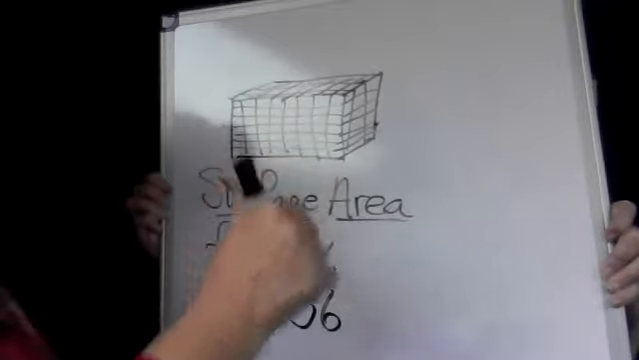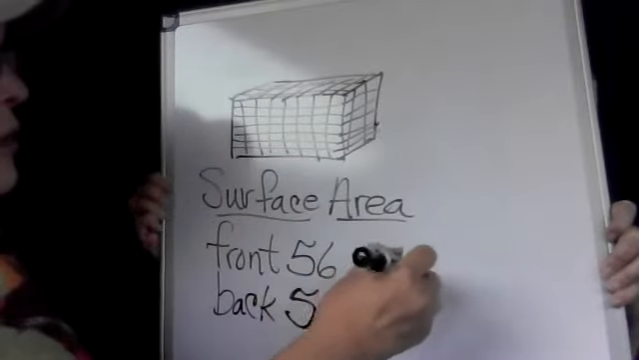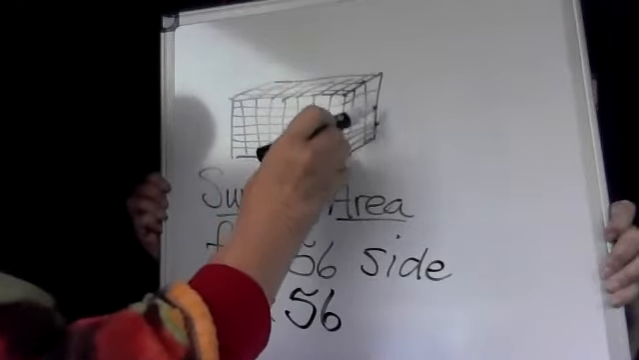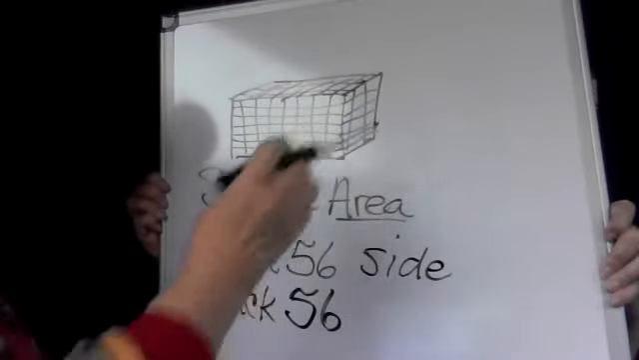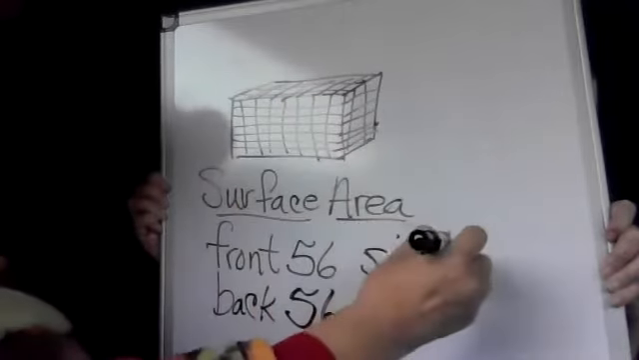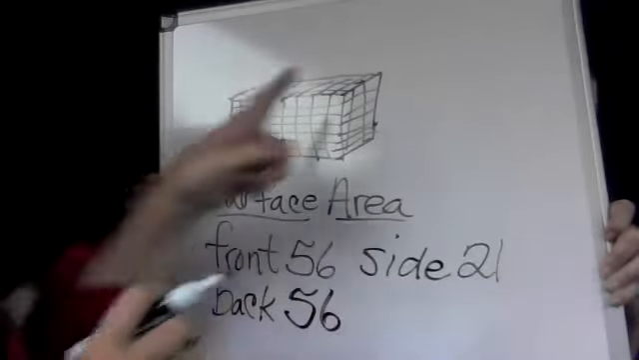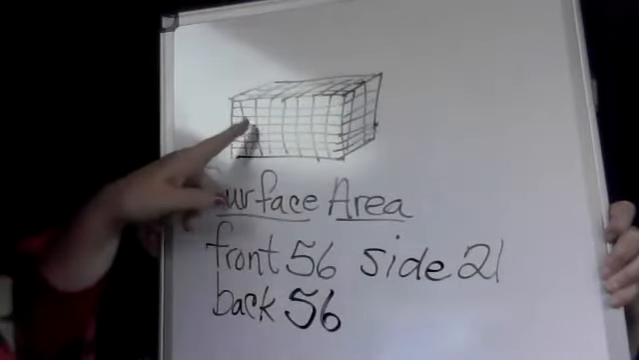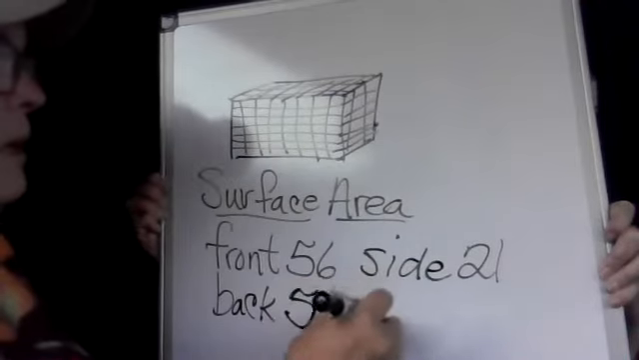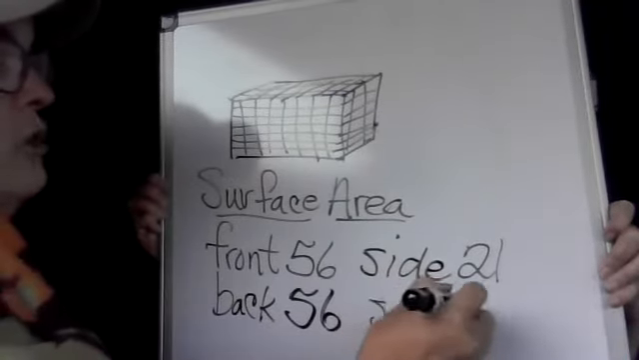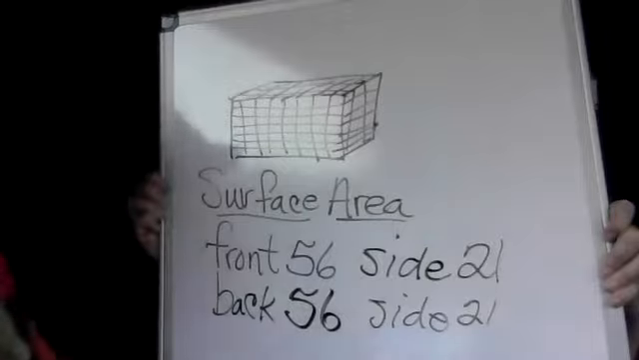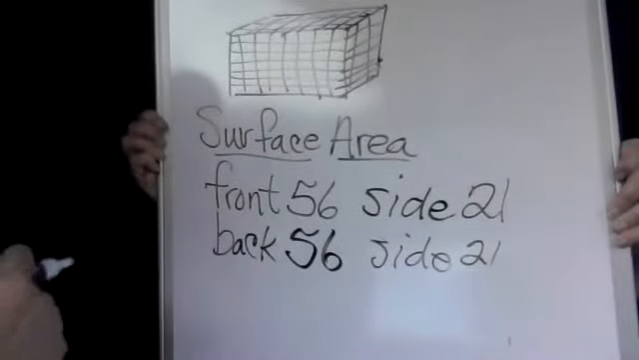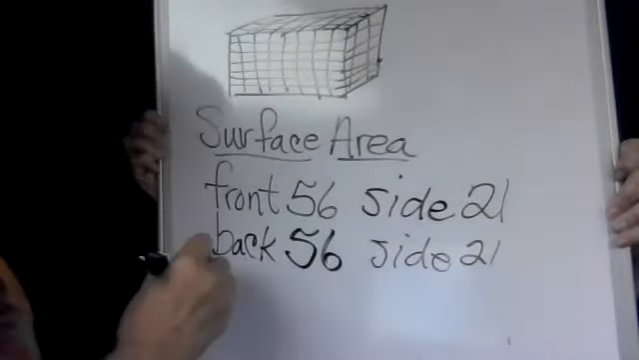Now let's talk about the side. Over here on the side, we have 1, 2, 3, and 1, 2, 3, 4, 5, 6, 7. So 3 times 7. On this side, they have drawn 21 boxes. So we know that the other side of this prism has to be the same. And so that side is also going to have 21 boxes. Do you see what I'm doing so far? Yes, we do.